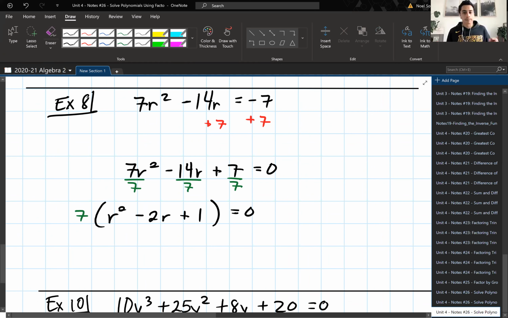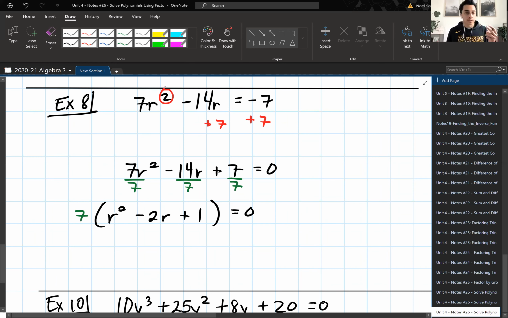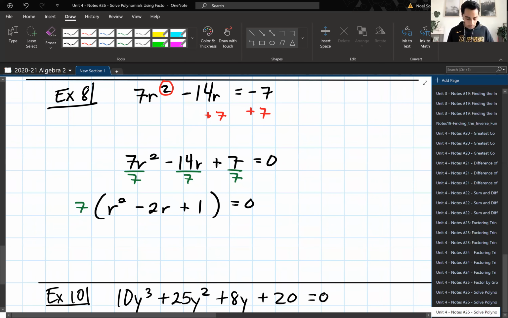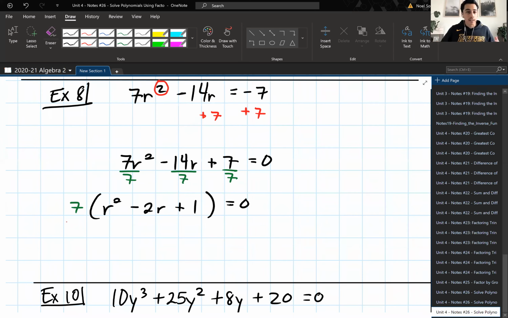Okay, now I want to talk about something here. 7 is just a constant. There is no variable there. Another hint is that we only ought to end up with 2 solutions, okay? One of the issues that students tend to run into is, am I going to have to set 7 equal to 0? Well, if you do, you're not solving for anything, and you're also creating a statement that's not true.